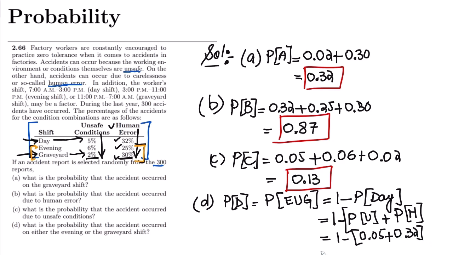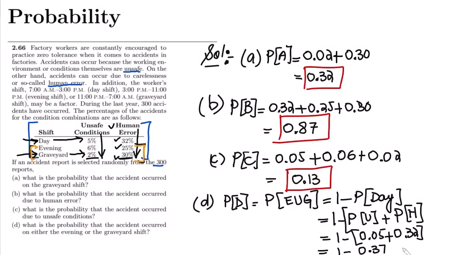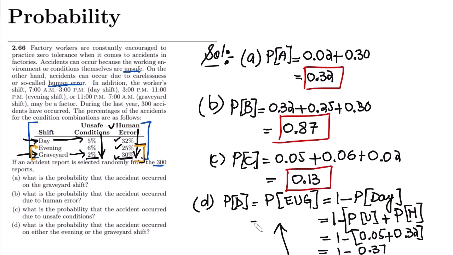Okay, so let me find it out, and I will here get 0.37. Okay, so let me take it here, and let me write it here as well, and 1 minus 0.37 would be 0.63. Okay, so that is the solution of part D.